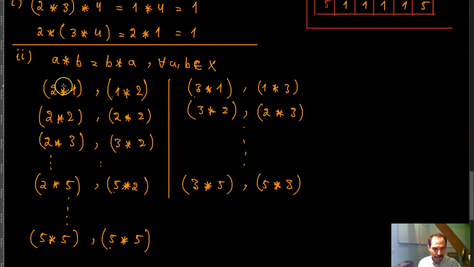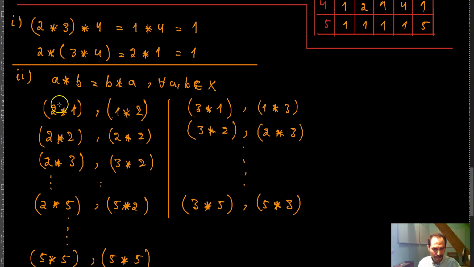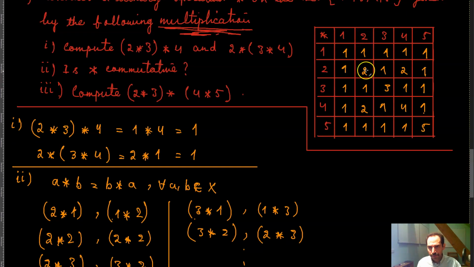So we already started with 1, and we had no problem there. So the next round will be 2 star 1, which is equal to 1. 1 star 2 is equal to 1. 2 star 2 is equal to 2. 2 star 3 is equal to 1. 3 star 2 is equal to 1. 2 star 4 is equal to 2. 4 star 2 is equal to 2. 2 star 5 is equal to 1. 5 star 2 is equal to 1. So we have no problem with 2.